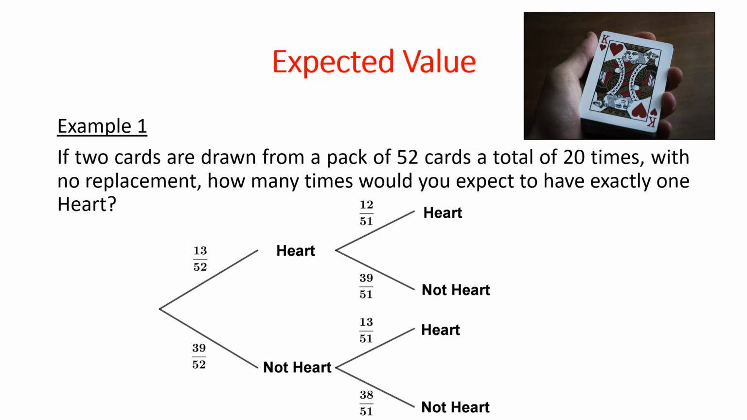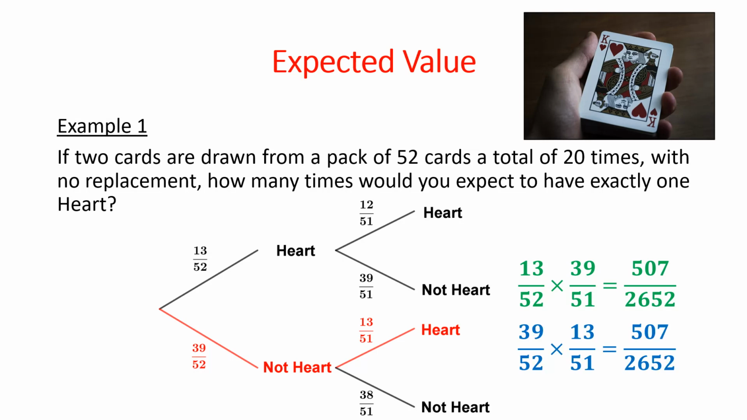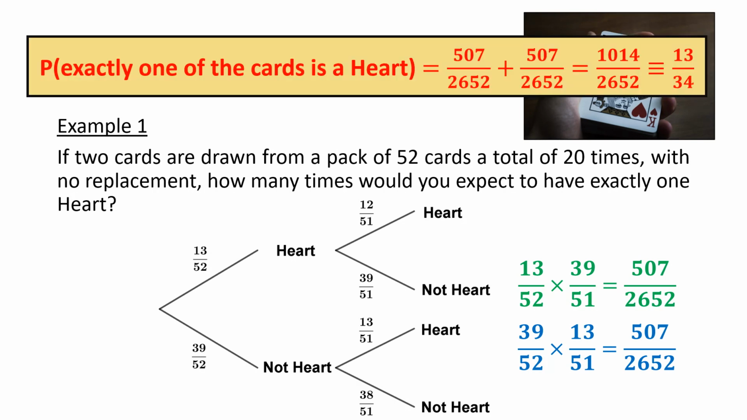And we want exactly 1 heart. So the first option is this, getting a heart first and then no heart. And let's multiply those two probabilities to get the probability of this scenario. And the other scenario is this option, getting a no heart first and a heart second. And let's multiply those probabilities to get the probability of this option. And then we want one of those two options, one or the other. So or means to add. So let's add up those two probabilities to get the probability exactly one of the cards is a heart to be 13 over 34.